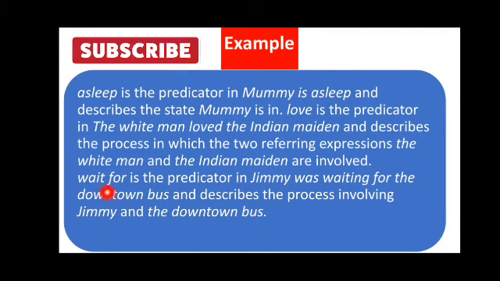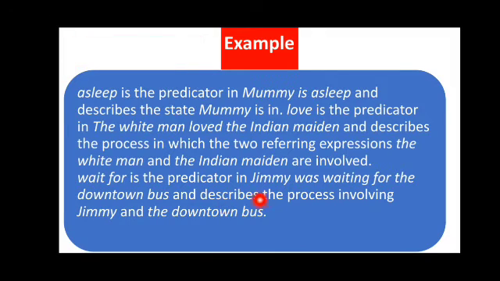Now wait for is the predicator in "Jimmy was waiting for the downtown bus," and it describes the process involving Jimmy and the downtown bus. Jimmy is a referring expression and the downtown bus is also a referring expression. So what is left? That is wait, because ing is the reminder. It doesn't matter if you put this reminder or not, because the concept is given by the wait. So wait in waiting is a predicator, right?